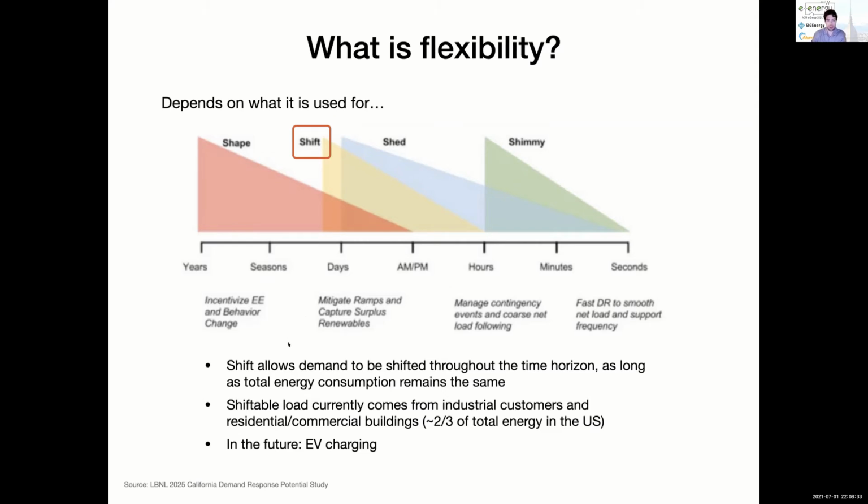Sources of shiftable load currently come from industrial customers like factories that might have energy intensive processes that can be run at various times of the day. Also, buildings, heating loads are shiftable in some sense. And in the future, EV charging is a big potential source of this. If you plug your EV in at night, you don't care when it's doing its charging as long as by morning the energy in the battery has been filled.